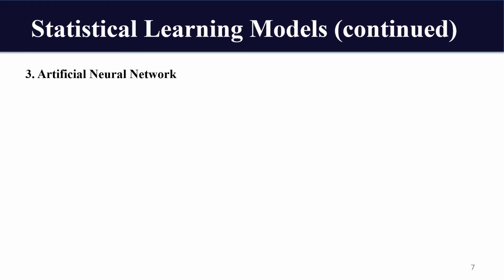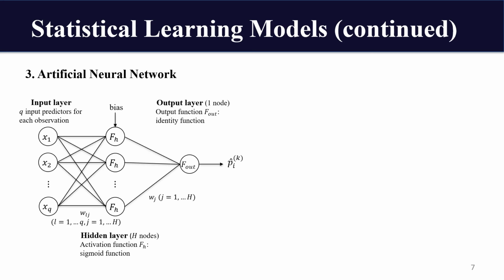The next learning method is the artificial neural network, which is very powerful for solving complex problems. The construction of the network we use is a classic one. There are 3 layers: input layer, hidden layer, and output layer. They are connected by weights. In the hidden layer, there are H neurons, and the activation function is sigma.